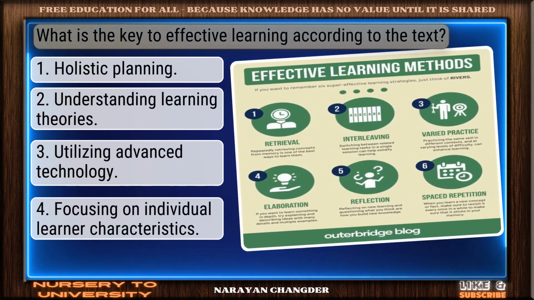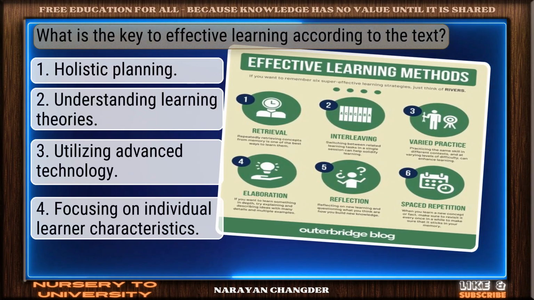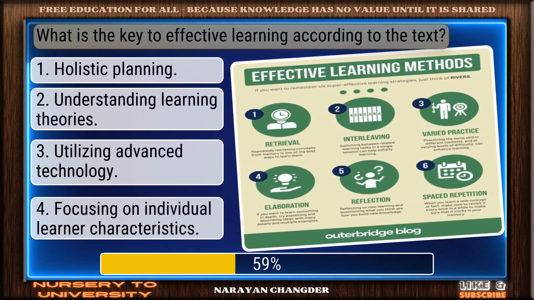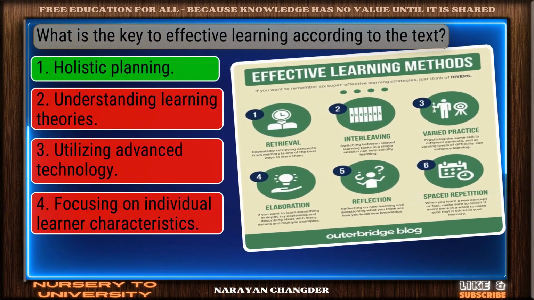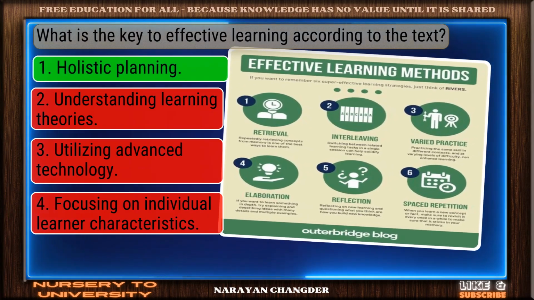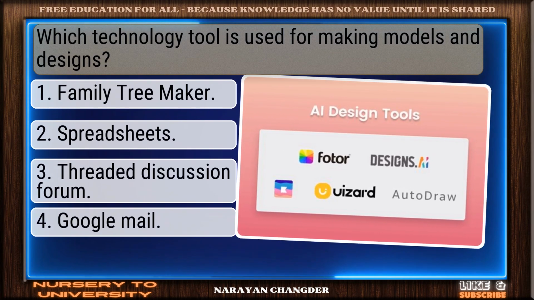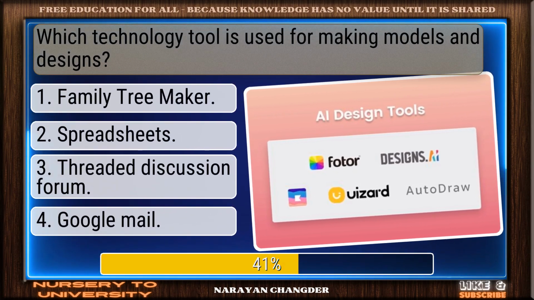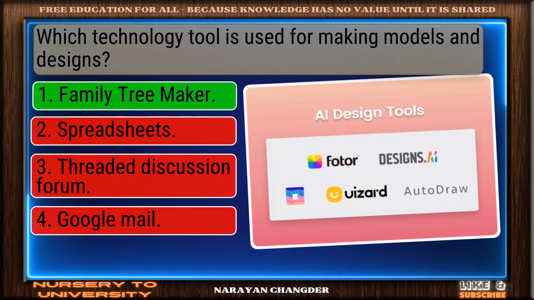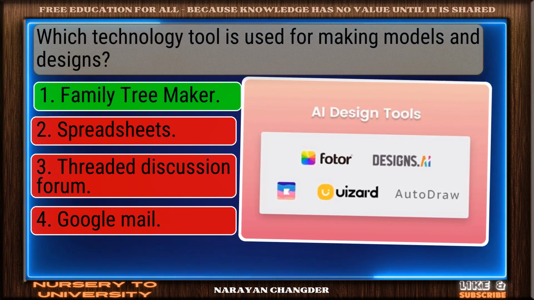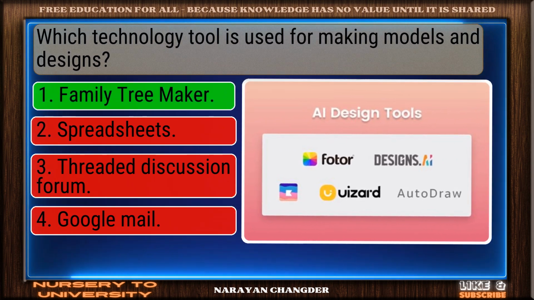What is the key to effective learning according to the text? Correct. Holistic planning is the right answer. Which technology tool is used for making models and designs? Nicely done. Family Tree Maker is a solid answer.